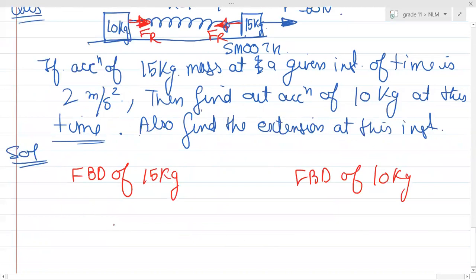So FBD, if I draw for 15 kg, will it be looking like 60 Newton force is acting in this direction and FR is acting in this direction? There is a normal reaction and mg also acting, but I'm not drawing it. Is it fine? Guys, shall I draw it? Absolutely fine.